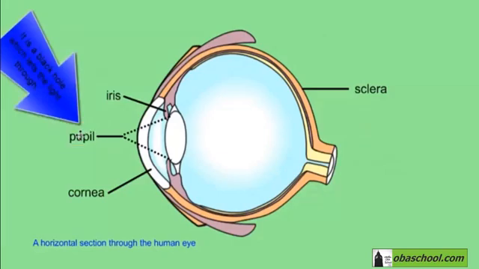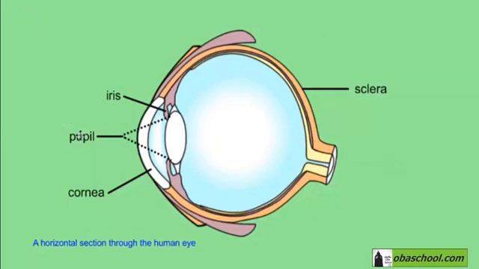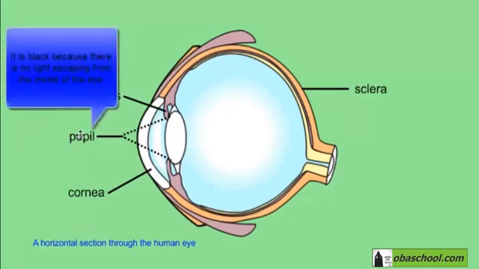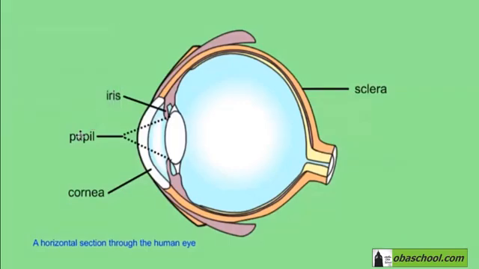Light goes inside this pupil after it passes through the cornea, and it is black because it does not allow light to escape from the inside of the eye. It allows light to stay inside so we can see an image. If light was allowed to escape from the eye, we would not be able to see an image, and that is why the pupil looks like a black hole.